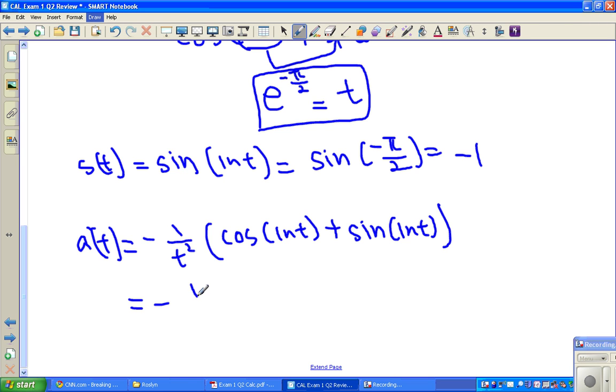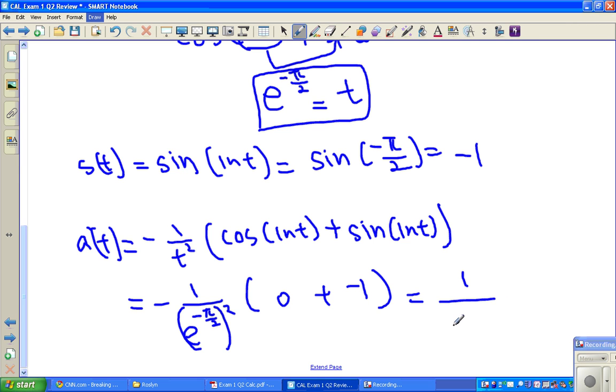Hence, our answer becomes 1 over, in place of t, we'll be plugging in e to the negative pi over 2, squared, plus 0 plus -1. In other words, we'll end up getting 1 over e to the negative pi. In other words, e to the pi becomes our final answer. We'll discuss more about this question later in class.